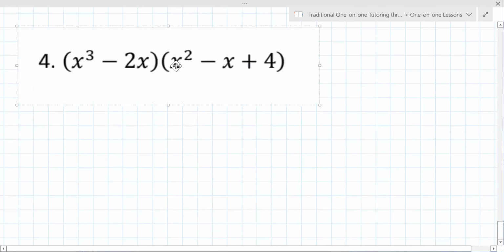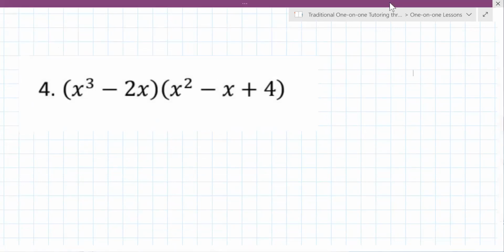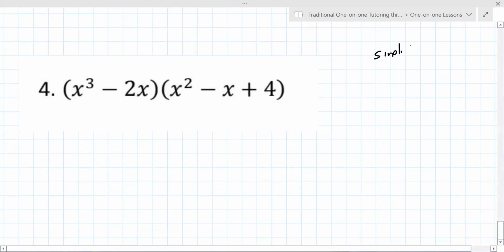Okay, this one is in the category of simplify the polynomial. Your options in this section are add, subtract, multiply, or divide. And we've already covered division. This one is a multiplication.